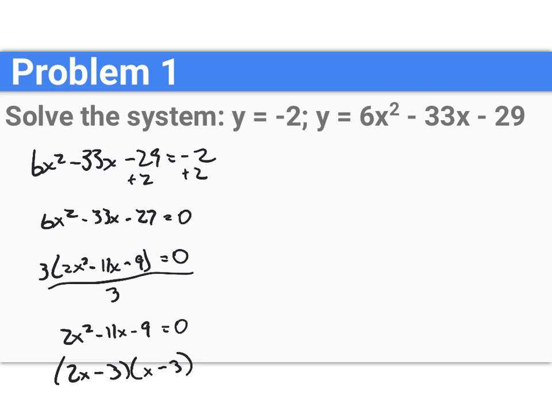So if I do the outers and the inners, 2x times -3 gives me -6x. And then on the inners, -3 times x gives me -3x. -6 plus -3 is not -11. So those factors don't work. And I don't know off the top of my head every factor that will work. And that's why we try things.